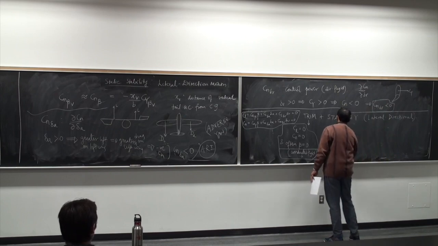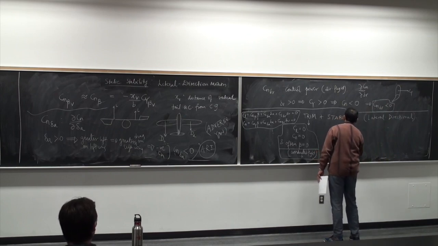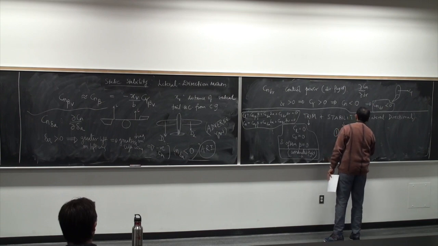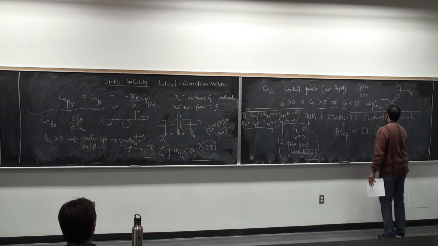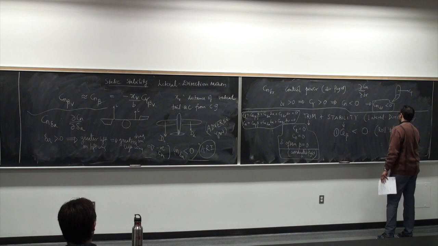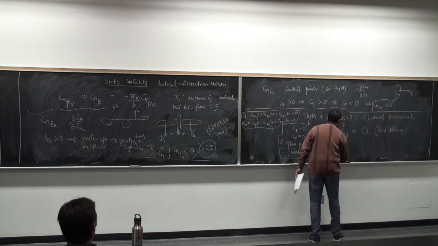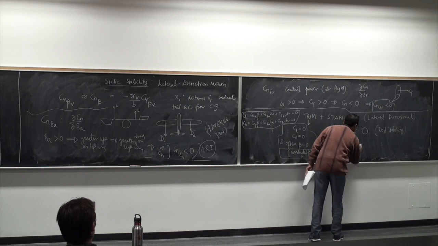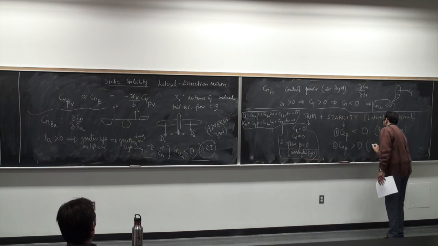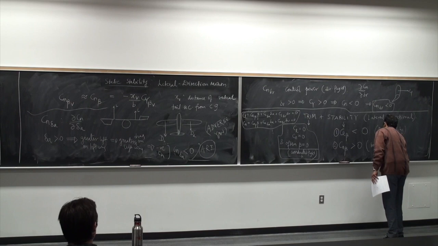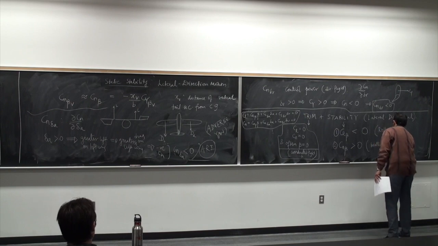All right, stability. There are two main conditions here. One, like we had stated, we need CL beta to be less than zero. This is called roll stability. And CN beta needs to be greater than zero. This is weathercock stability or directional stability.